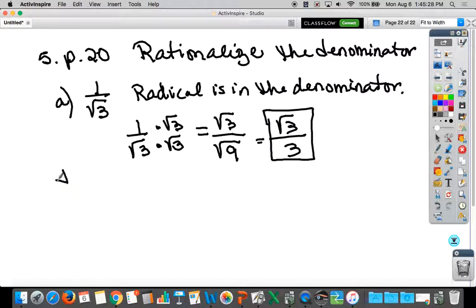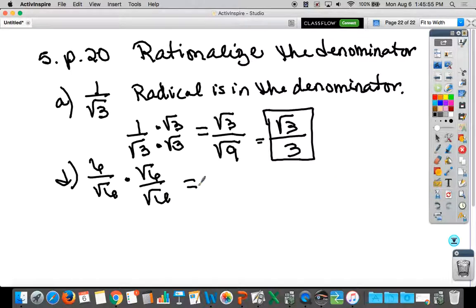Let's look at D. Okay, the problem with this is that there's a radical in the denominator. That's an improper format. So I have to rationalize. So what am I going to multiply by? Everything in the denominator, which is square root of 6.